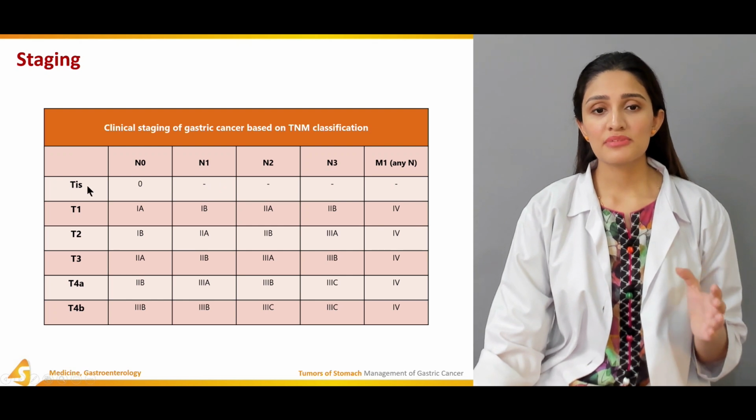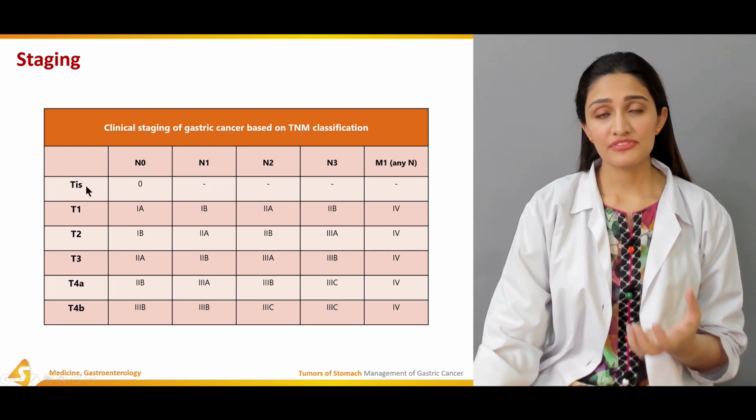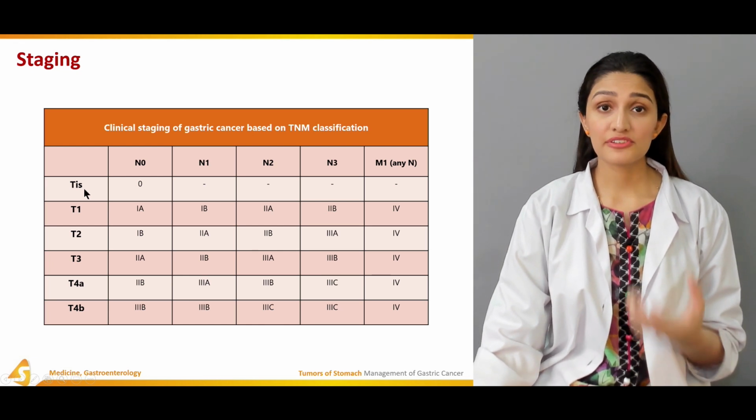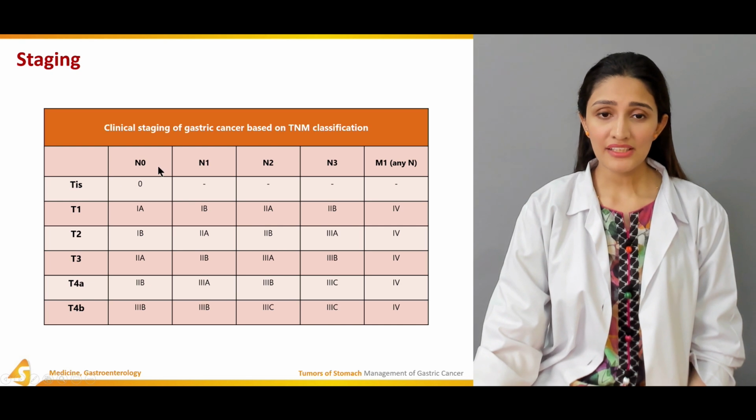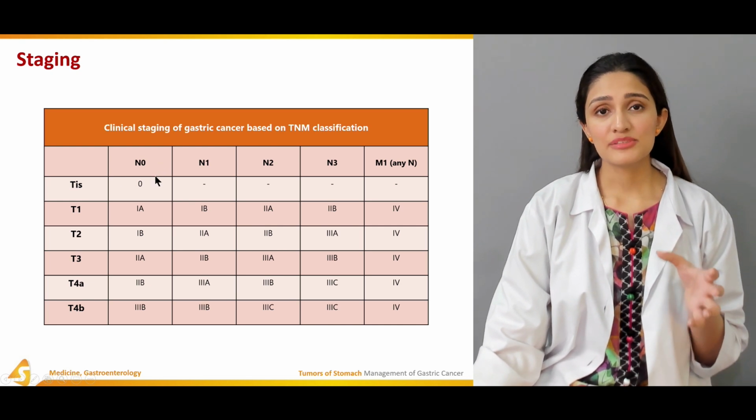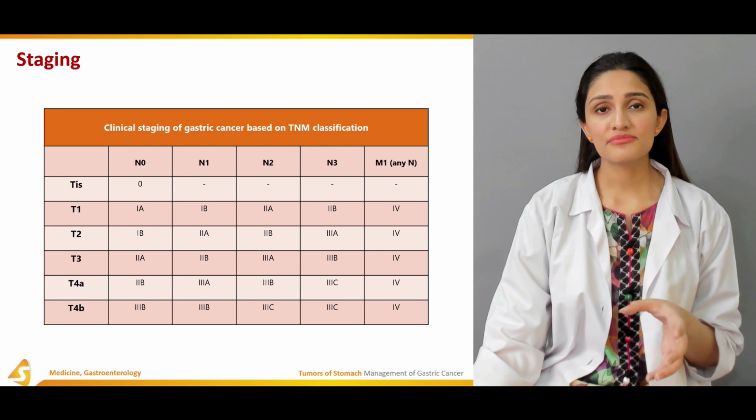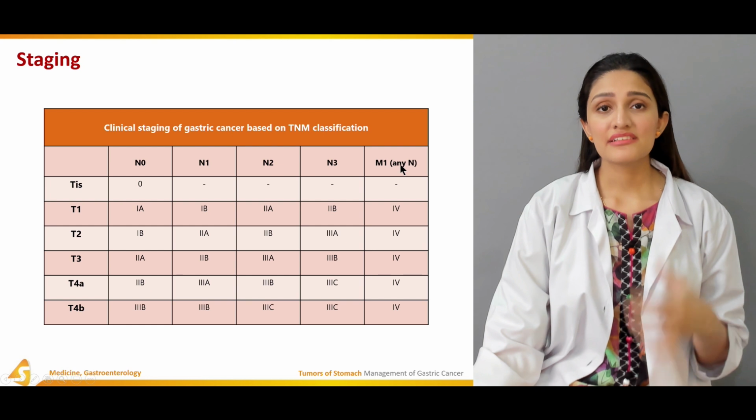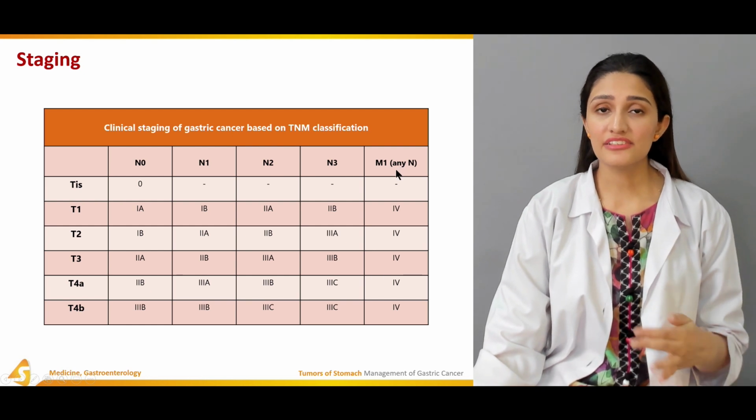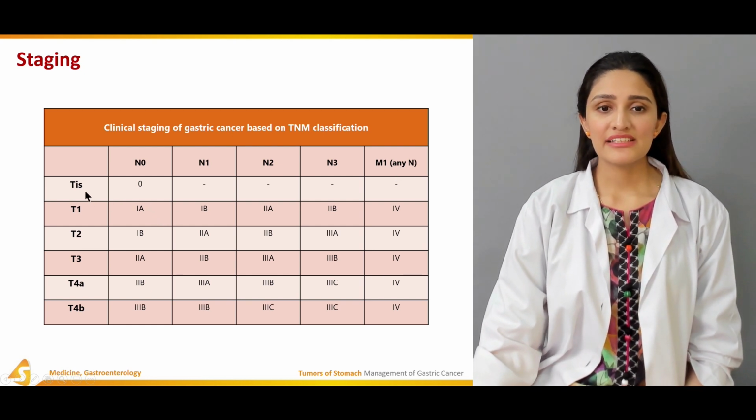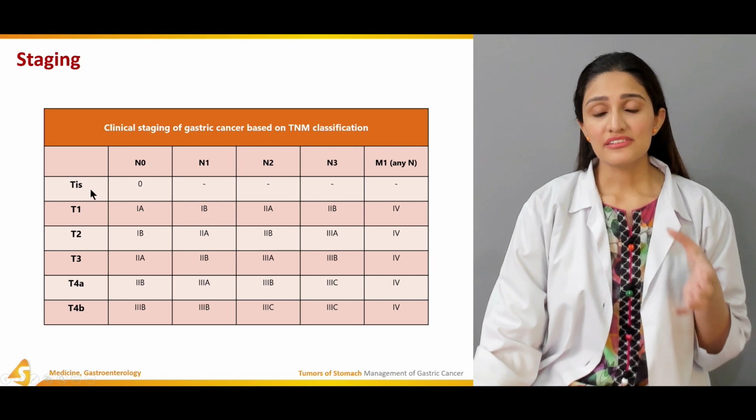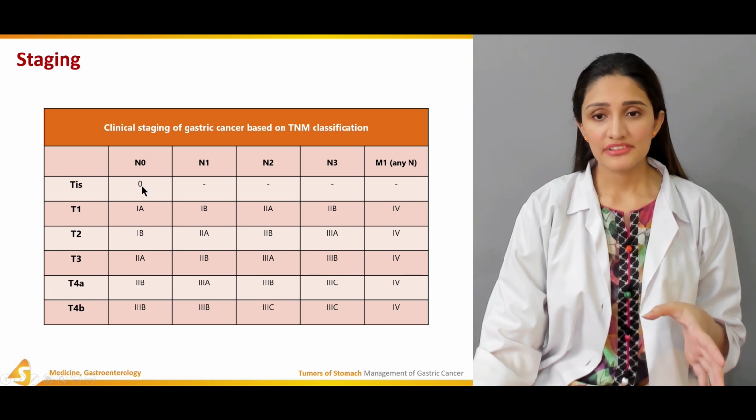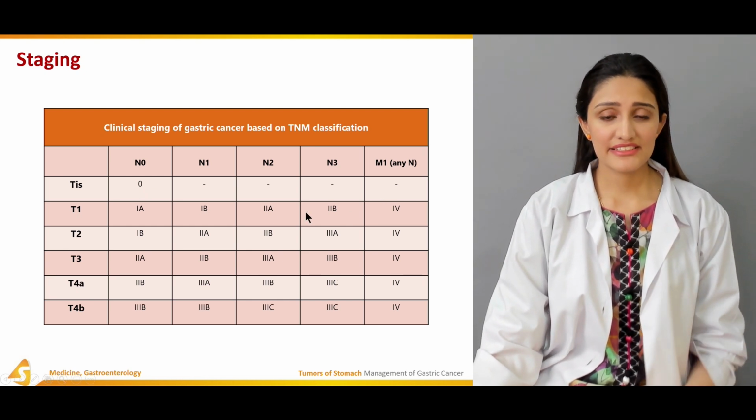So T is the depth of the tumor, how far the gastric cancer or the tumor has involved. Other than that, the N specifically indicates the number of lymph nodes that are involved regarding the cancer, and M being the metastasis, whether metastasis has occurred or not. So in this table, we've seen that TIS is known as the tumor in situ, so it has no lymph nodes involved, and it has no metastasis.